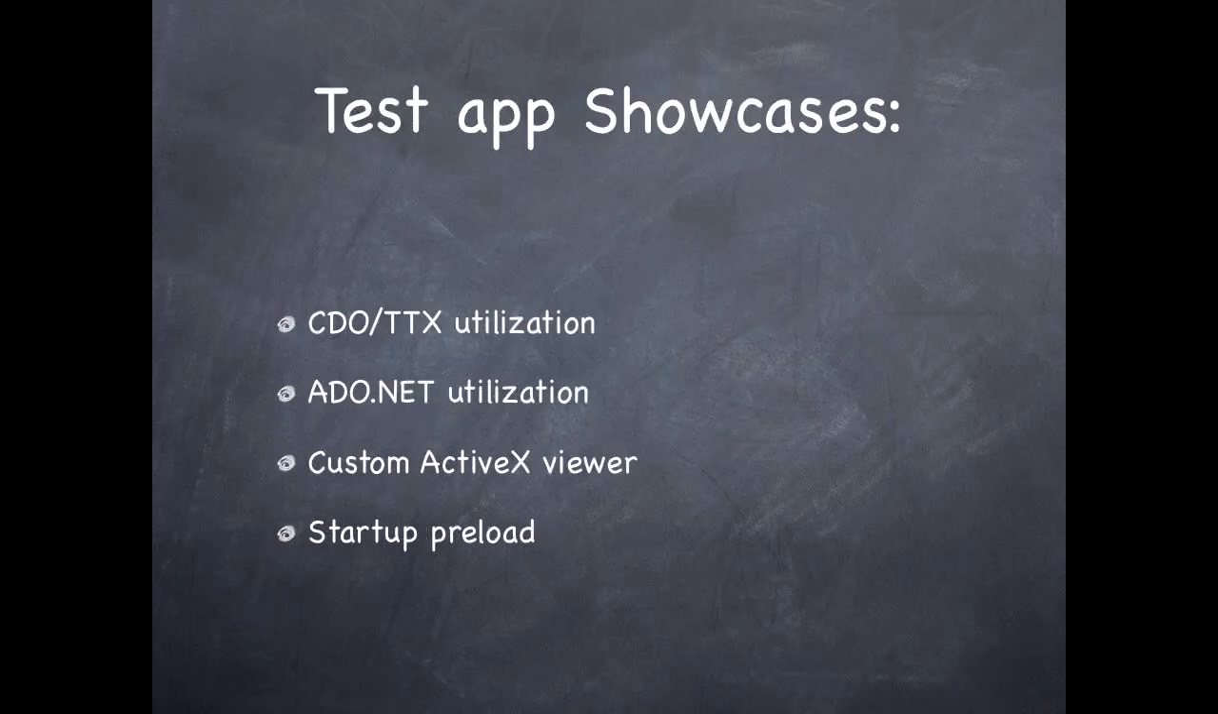So we know that the test report is up and running. So now we're going to take a look at the test app a little bit and see what it contains. Right off the bat, the test report uses CDO, the older Crystal Data Objects implementation. And it also uses ADO.NET and tests that implementation. It also makes use of a custom ActiveX viewer. So rather than using the default viewer that is a separate view that pops up when you run a report, which is how most users are going to use it, this one embeds the viewer into the view itself. So it demonstrates that technique. And this last item here is what I had mentioned before, the startup preload. So let's actually just switch over and start taking a look at that.